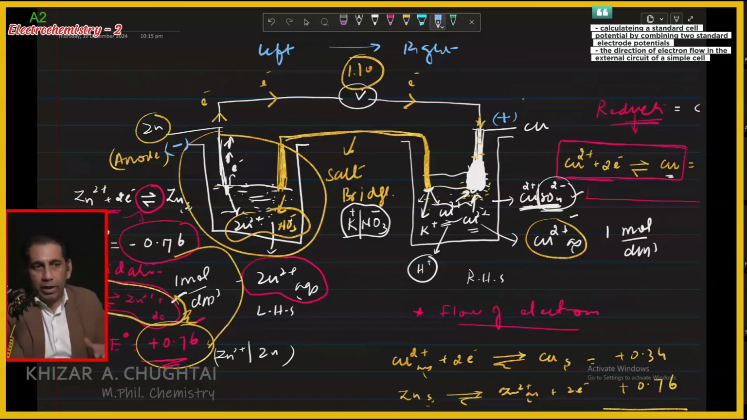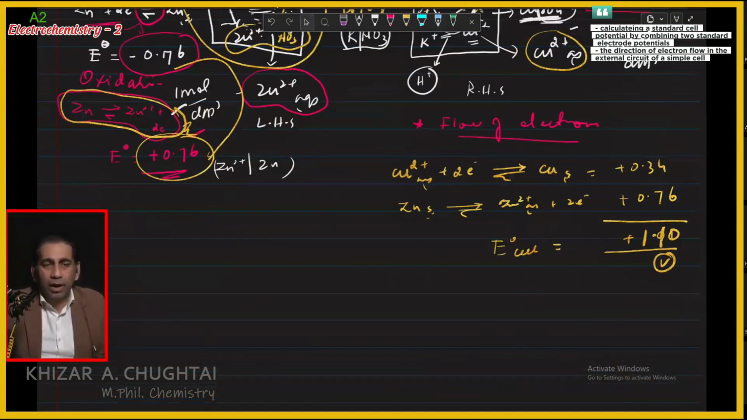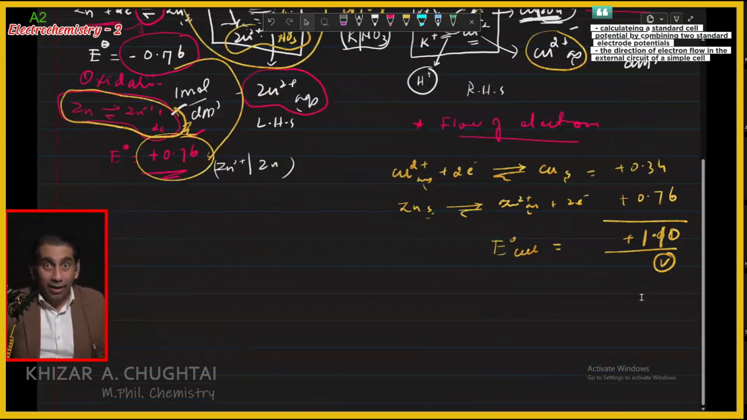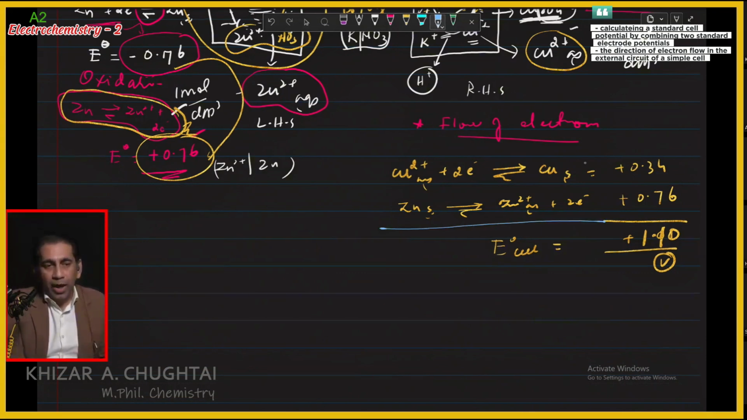So left to right, or from this zinc half cell to the copper half cell, and so on. Whenever they ask you to find the overall E naught of the cell, it means whenever you connect them, the overall value of the voltage that is formed is this one. And yes, they can ask what the overall reaction is. So for the overall reaction, I'm going to add these two equations.